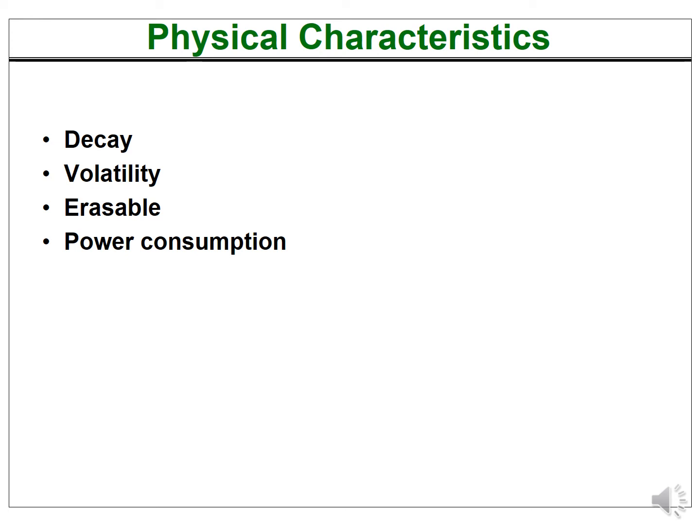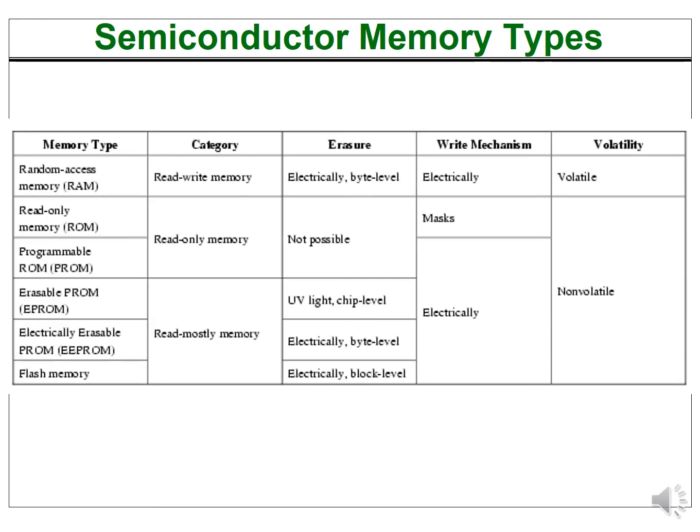So this refresh mechanism writes the same data on the RAM again and again, so as to counter the effect of the charge leakage, right? Now semiconductor memories can be of many types. You can have RAM, you have ROM. Again, ROM also has a number of types: ROM, PROM, EPROM, EEPROM, and flash memory. Right? Let's talk about these.